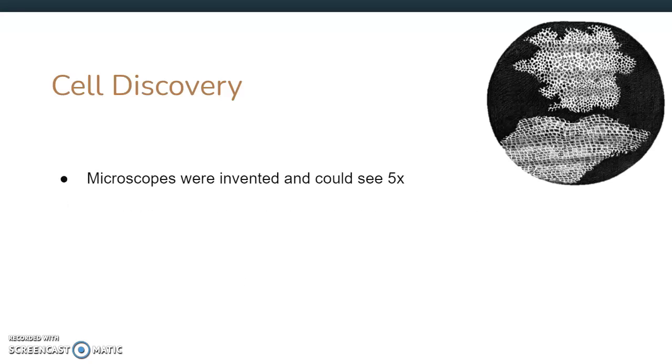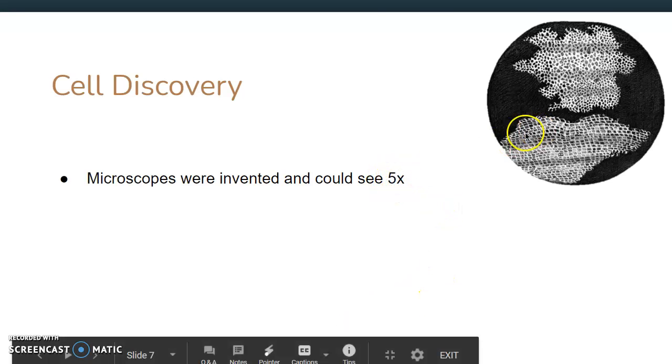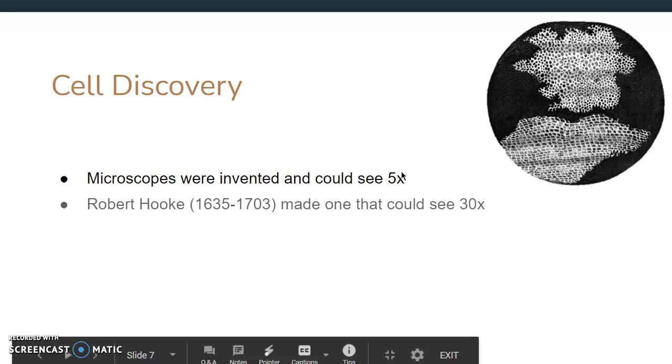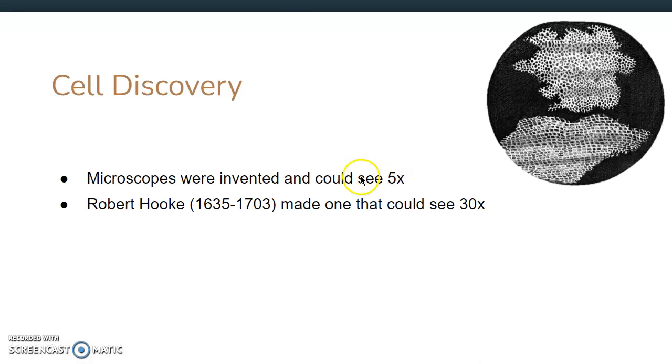So, cell discovery. Our first microscopes were invented a long time ago, and when they were invented, they could see 5x the naked eye. For a naked eye, meaning we don't have any glasses, what we see almost every day is at 1x. These were 5 times better, so we could see a little bit more. It was good. It helped us see a lot.